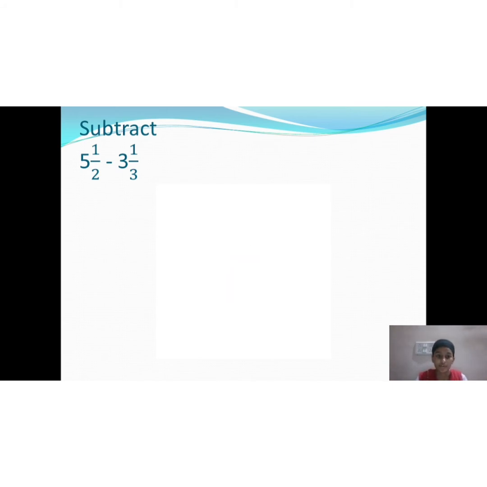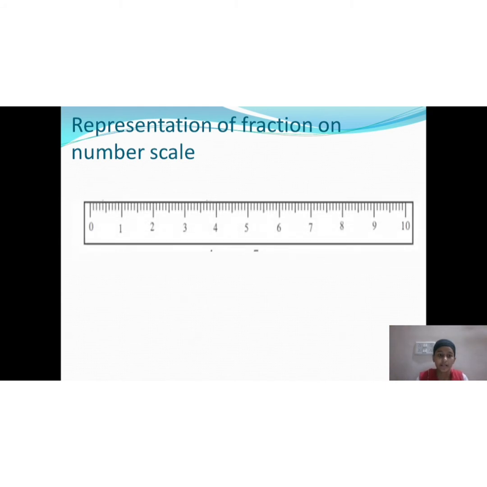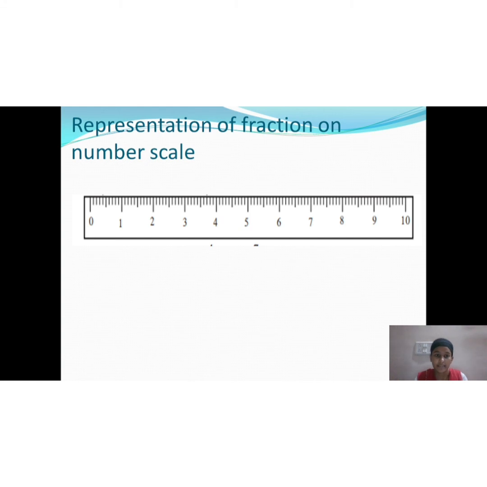Okay, so now you have watched the video. Now let us come to the next part, that is representation of fractions on the number scale. As you can see, this is a scale, correct?